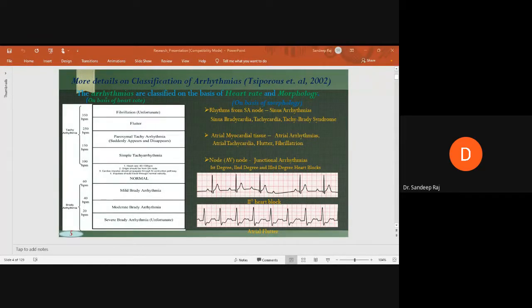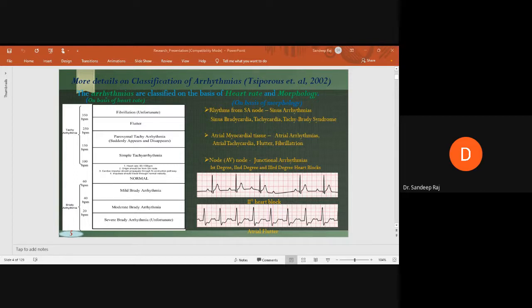And further subclassification is atrial tachycardia, flutter, and fibrillation. So the heart rate may fall below 60 beats per minute, or it may go up also, for flutter and fibrillation above 100 beats per minute. If there is any problem in the AV node, which is the atrioventricular node, then it leads to the generation of junctional arrhythmias, and it is further subclassified into first degree, second degree, and third degree heart blocks.